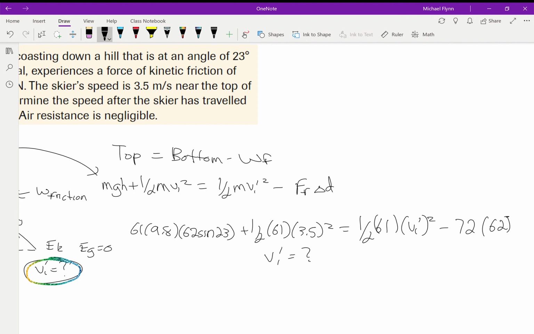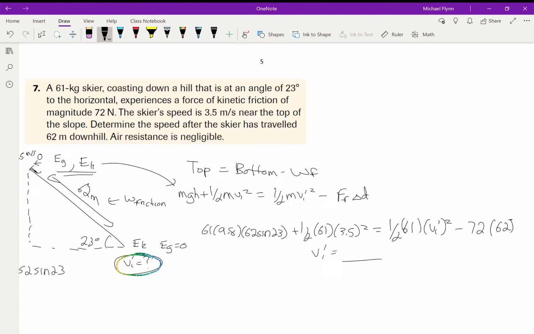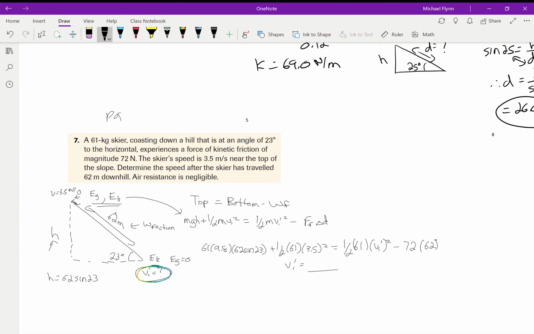And there you go. Okay, v1 prime, here, I shouldn't put a question mark, I just put a blank. So there's only one unknown in there, and that is how you do page 188, number 7. Okay, so that was from page 188 in my lovely handwriting, number 7.